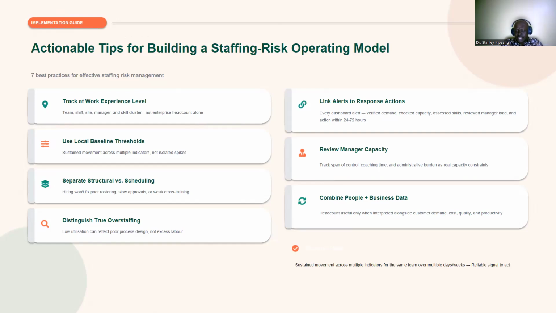You must also be able to review manager capacity and track the span of control. A manager must be in charge of how many people? When they have excess people under their control, there might be a problem in terms of supervision, coaching, administrative activities, and so on. So ensure that the span of control is not excessively large, because it will affect how these managers work. It is important to combine business data with people data, so that you know exactly how many people you have, what the needs of the business are, and how these needs are going to be met.